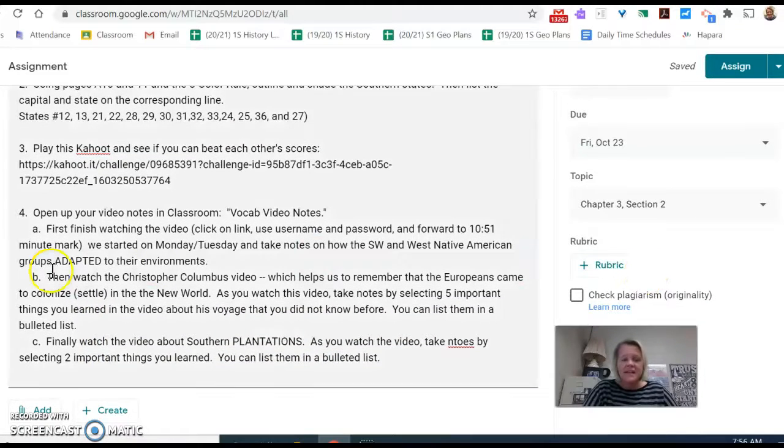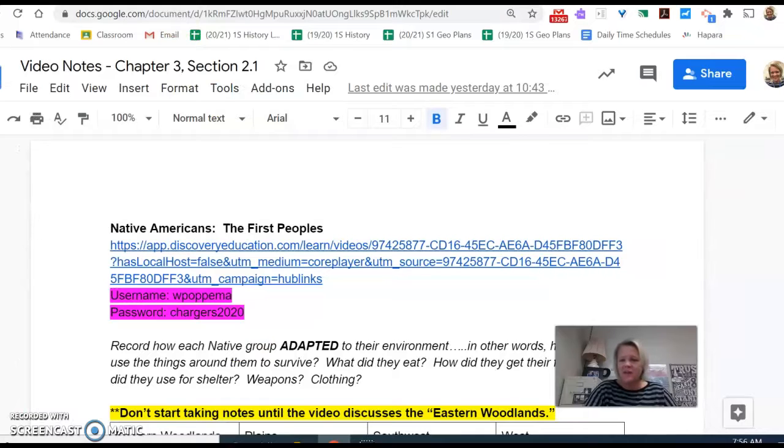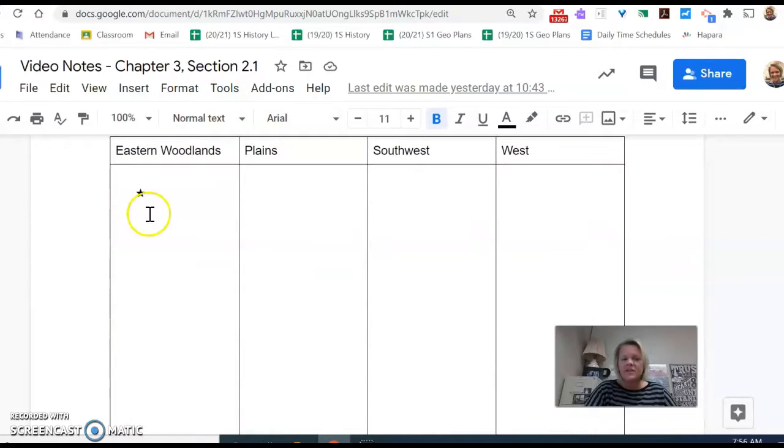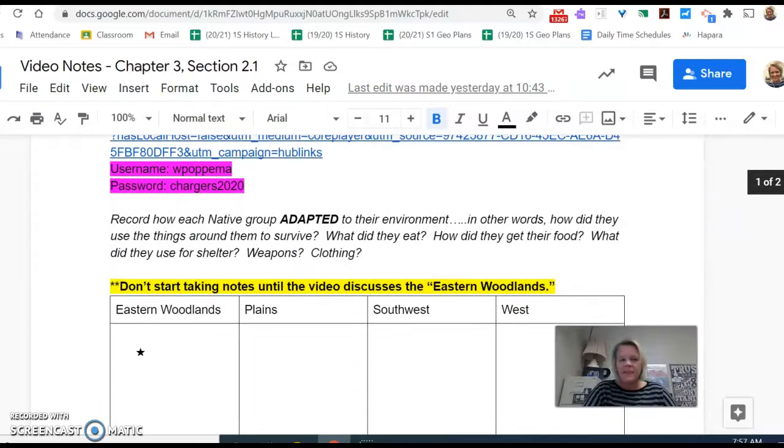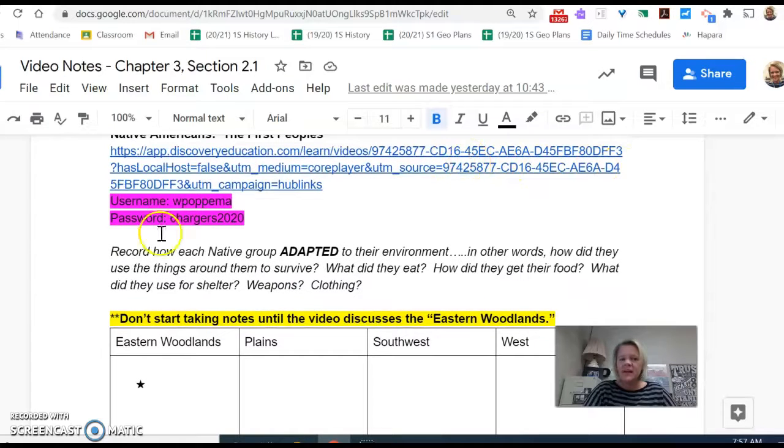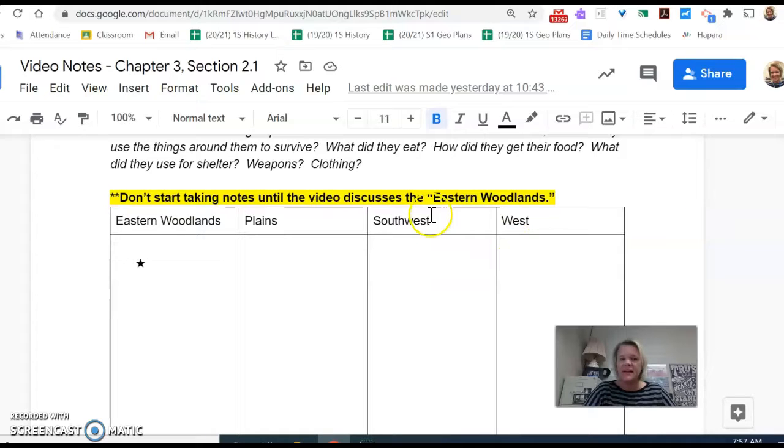Then we're going to continue on learning the words adapted, colonize, and plantations as kind of a nice framework to describe the early history of the United States. So yesterday we got as far as we talked about how the Eastern Woodlands Native Americans adapted to their environment and the Plains Indians. So now you're going to go on to the Southwest and the West. The link is right here. Here's your username and password that you have to use to get into that link. And then go ahead and take notes on that about ways that they adapted.